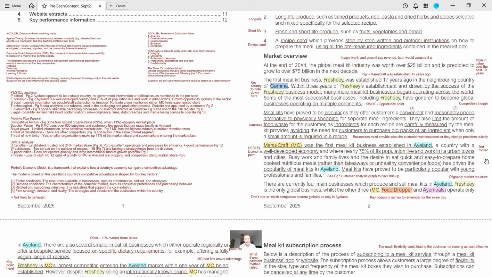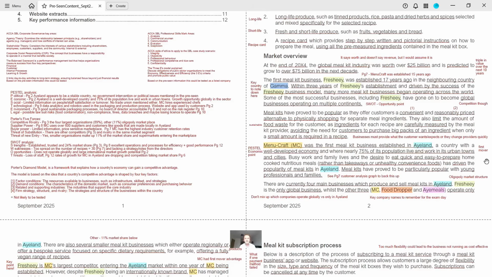But the key thing here, and we'll come on to it later on, is that this is referring to the global meal kit industry. That is not for Ireland. And what we're going to find out later on is that MenuCraft currently only operate in Ireland. So they're not taking advantage of the global meal kit industry like Freshly are. They are the only other organisation we're provided with in the preceding information who operate globally.